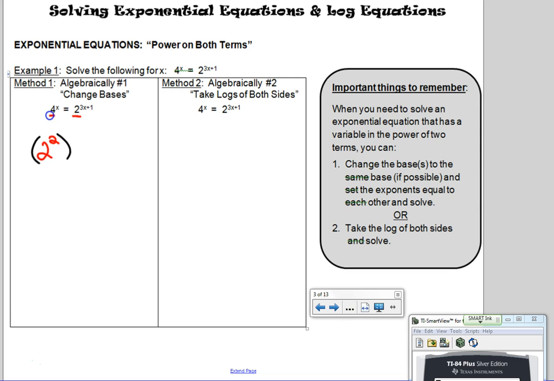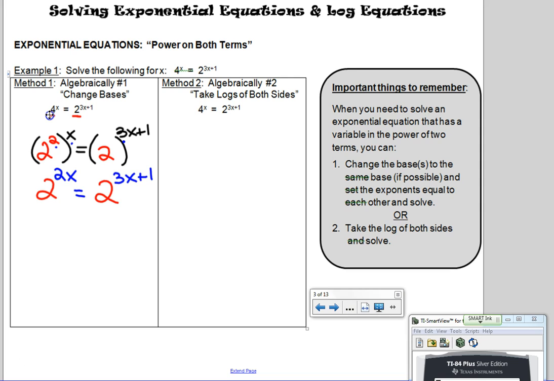And I'm going to leave that. There is an x power up there. And then the 2 base, well, that already is a 2 base. So I'm going to just leave that as a 2 base. And then we have a 3x plus 1 power. Power to power, you keep the base and you multiply the powers. So 2 times x is 2x. And then the 3x plus 1 power stays.